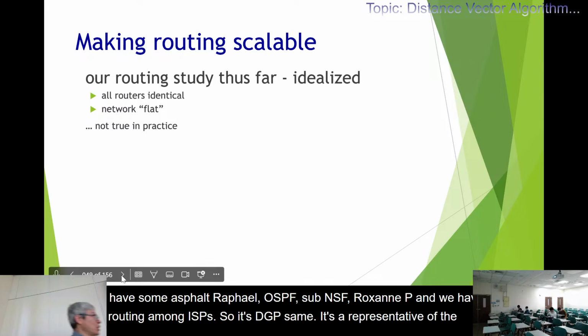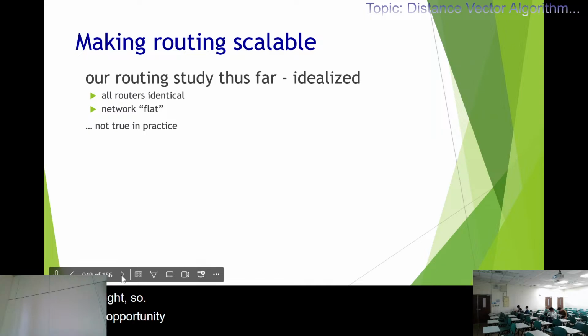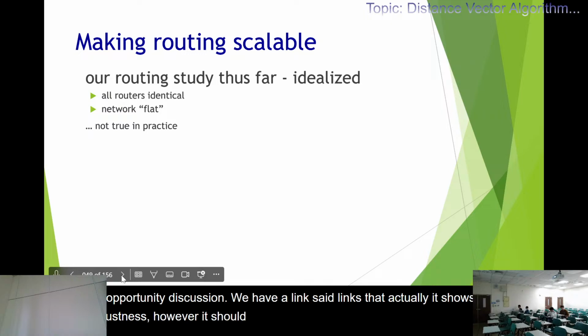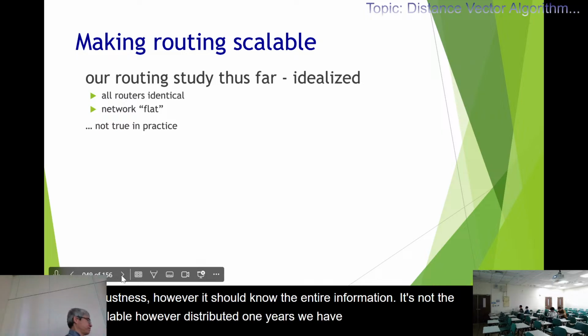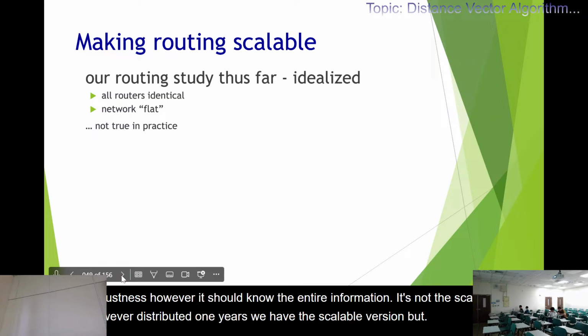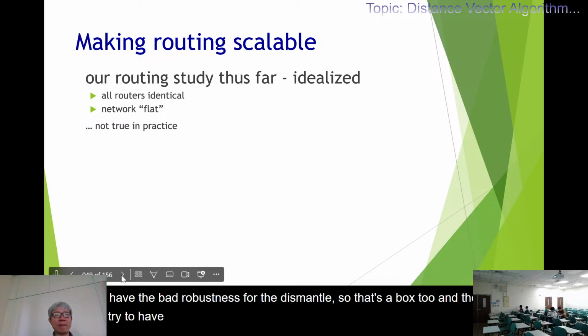In the first discussion, we had link state. Link state shows robustness, however, it must know the entire information, so it is not scalable. The distance vector one is scalable, but has bad robustness. So what to do? We try to have a scalable one, so making routing scalable is the first step.